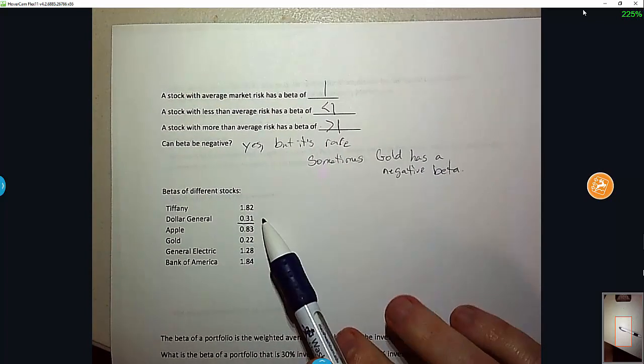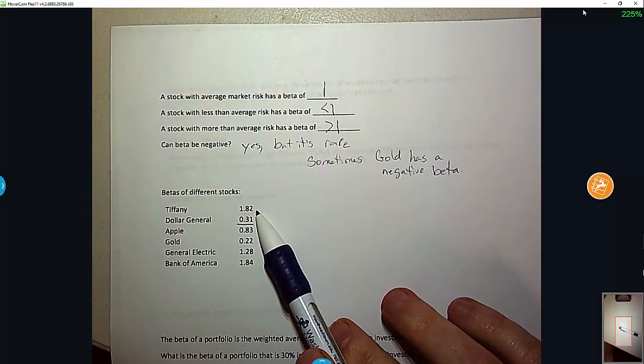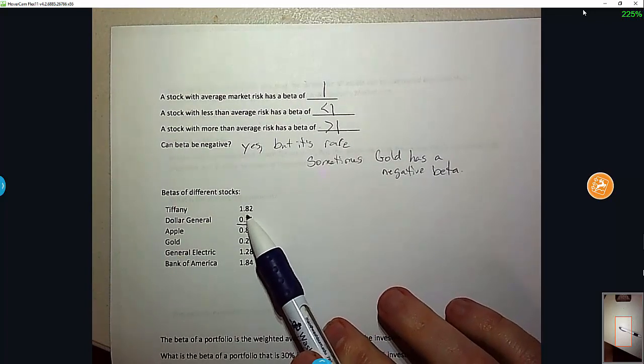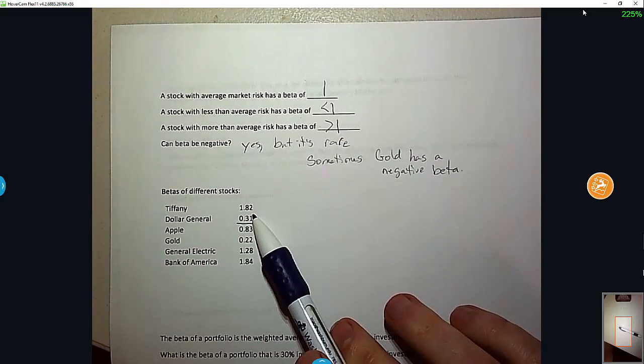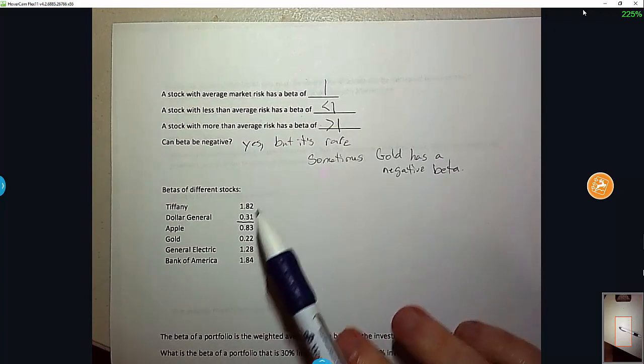So here are the betas of different stocks. I already mentioned Dollar General. Tiffany, when I checked this, had a beta of 1.82. So almost double the market risk of the average stock.